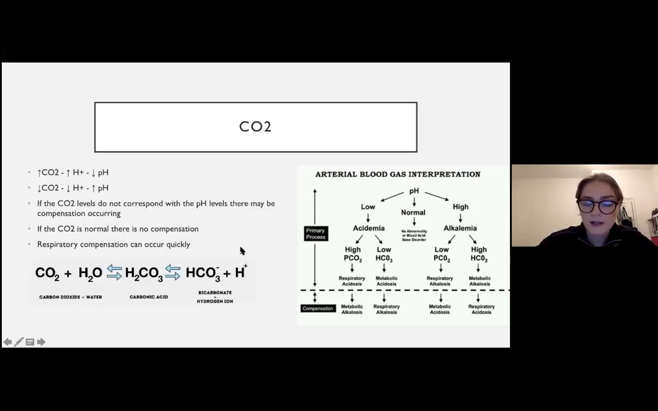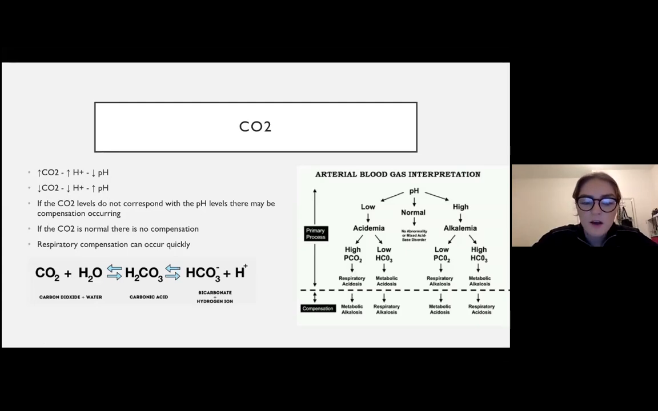So the next thing I do after I've looked at the pH is look at the CO2. If the CO2 is increased and the pH is decreased, then it's probably a respiratory force behind the pH being low. Whereas if the CO2 is decreased and the pH is increased, it's probably that the CO2 is too low, and that's why the pH has risen, because there are fewer hydrogen ions to mop up the HCO3. So if the CO2 levels don't correspond with the pH, that could be a sign that there's compensation. That's just something to be aware of.